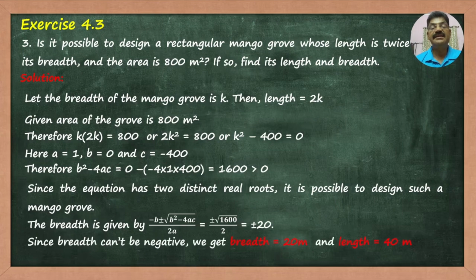Then automatically length is equal to twice of it. Therefore, it is 40 meters. Obviously, area is equal to 800 square meter. You can verify it.